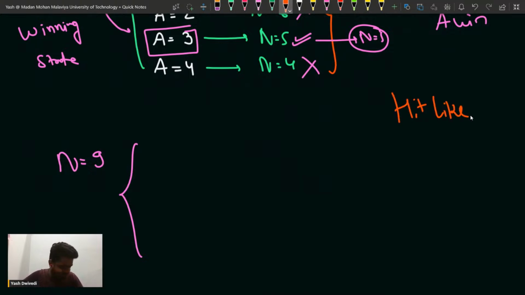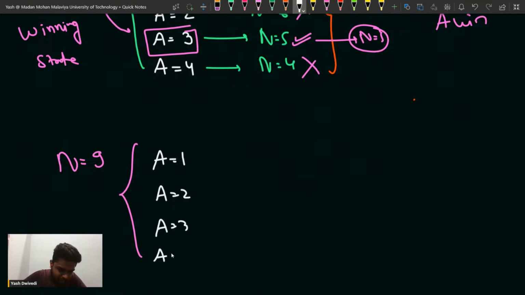Winning state, losing state, this and that. Okay, very good. Now moving forward, in this case, what will happen? Either he can pick 1 matchstick, or he can pick 2 matchsticks, or he can pick 3 matchsticks, or he can pick 4 matchsticks, right?